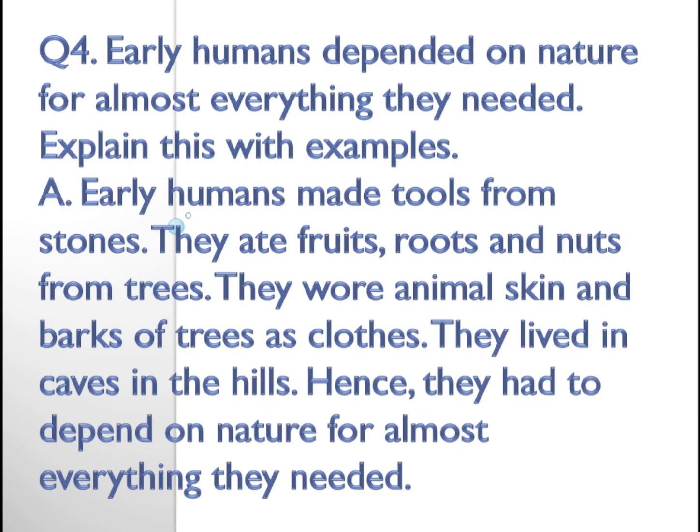Coming to your next question. Early humans depended on nature for almost everything they needed. Explain with examples. You can take the example of food. They ate fruits, roots, nuts, which are from the trees, that is from nature. Clothing, they wore animal skin or the barks of trees or the leaves of plants, that is from nature. And coming to shelter, they used to live in caves, which are in the hills, that is also from nature. That's why they depended on nature for almost everything. Write these two answers in your classwork and please learn it, children.